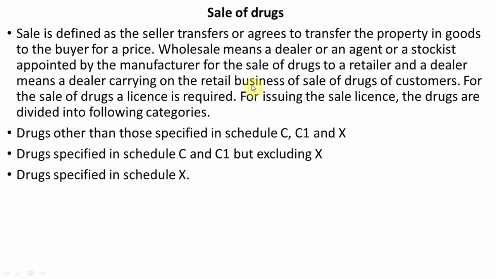For issuing the sale license, the drugs are divided into the following categories. First, the drugs other than those specified in Schedule C, C1 and X. Second, the drugs specified in Schedule C and C1 but excluding X. And third, the drugs specified in Schedule X.